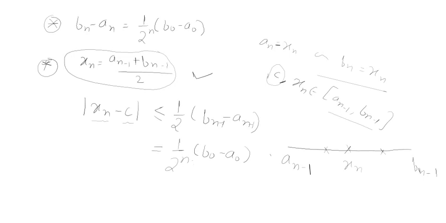So it will always be smaller than half of the length: the absolute value of x_n minus c is less than or equal to 1 by 2 times (b_{n-1} minus a_{n-1}). Then you use the recursive relation: b_{n-1} minus a_{n-1} is 1 by 2 to the power n minus 1 times (b_0 minus a_0), and combined with the 1 by 2, this gives the result we are claiming. Fine, so this result is true.